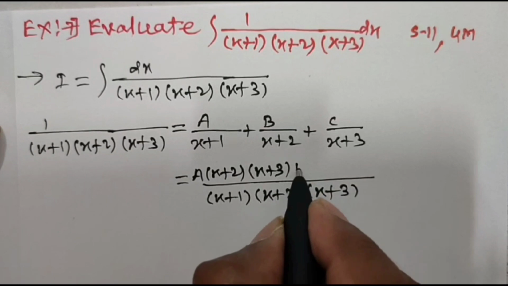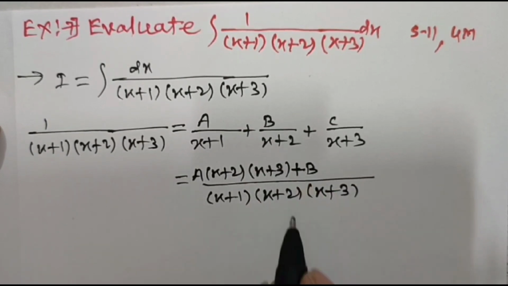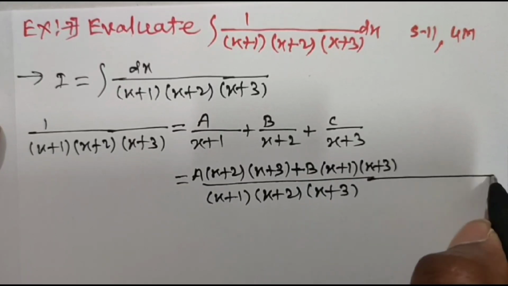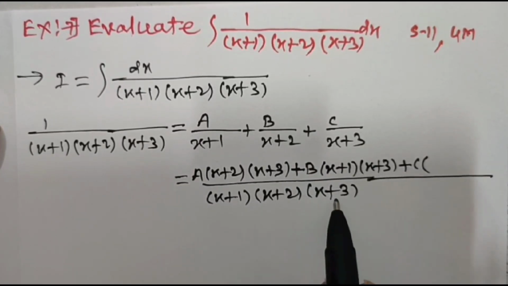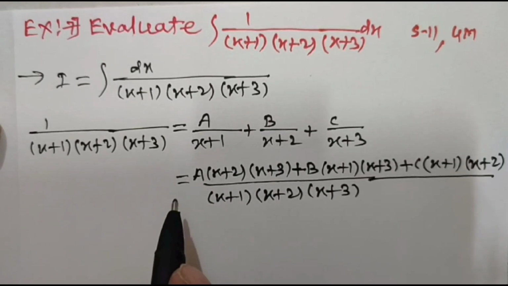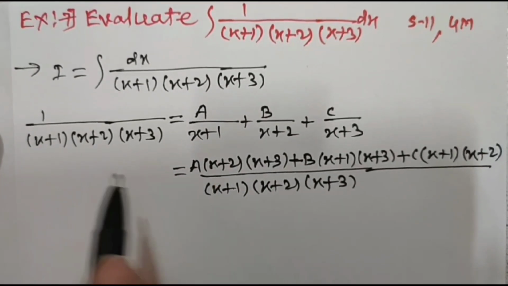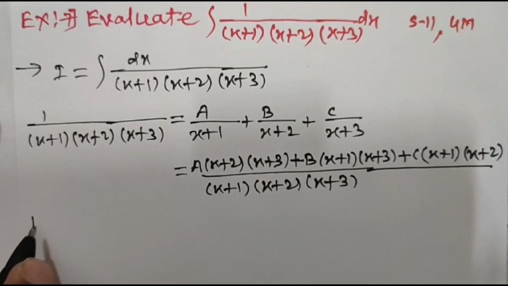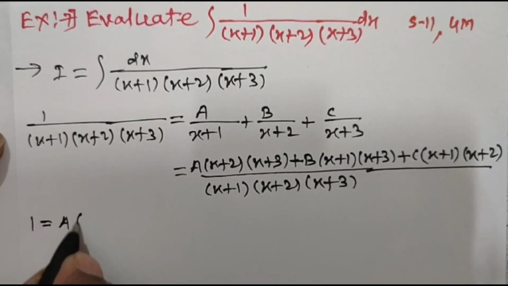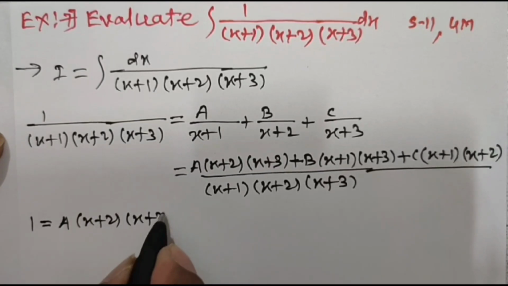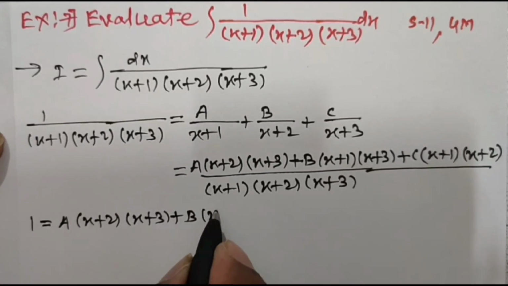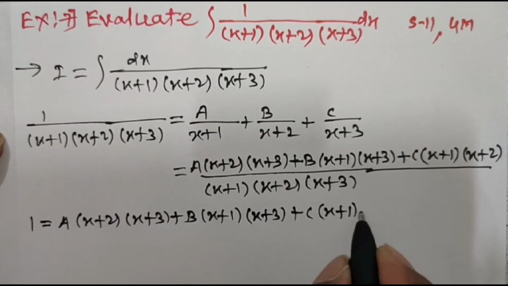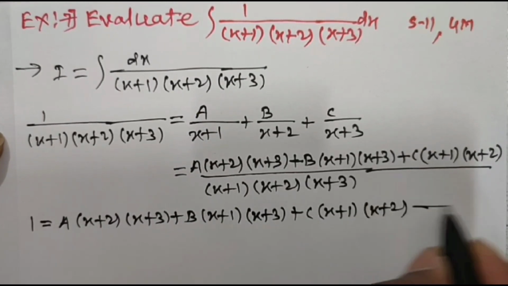Similarly, for B, the x+2 gets cancelled, leaving B(x+1)(x+3), plus C into x+3 gets cancelled, leaving C(x+1)(x+2). Now LHS is equal to RHS and the denominators are equal, hence the numerators must be equal. We can write 1 = A(x+2)(x+3) + B(x+1)(x+3) + C(x+1)(x+2), and consider this as equation number 1.